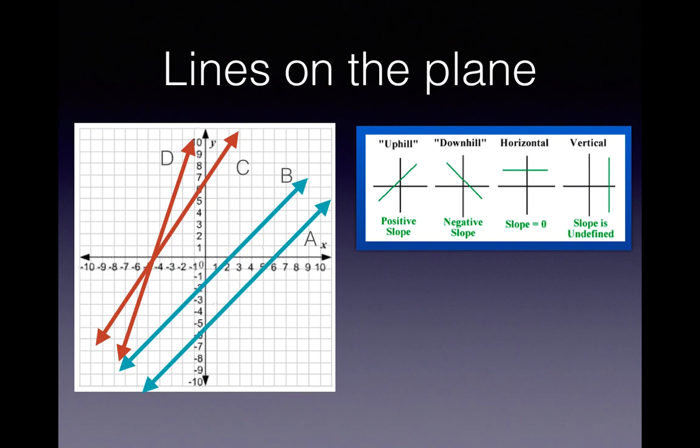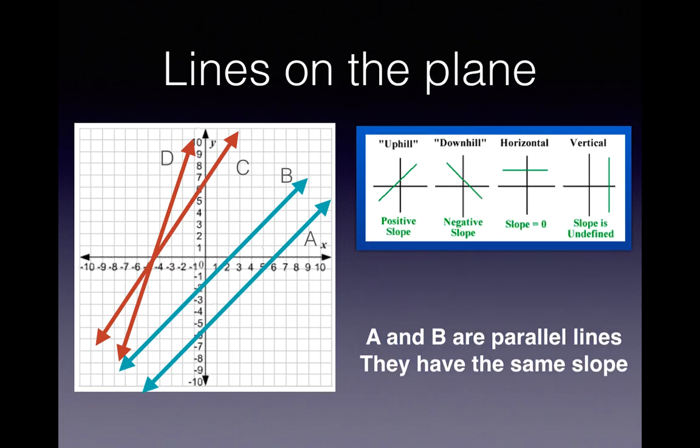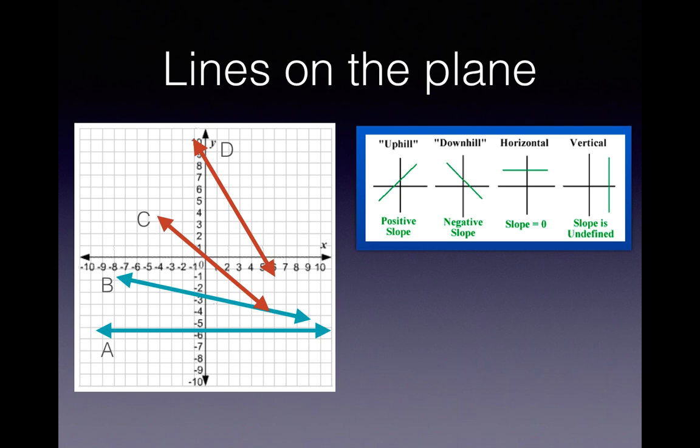Okay, if we look at these, all of these are positive slopes. And there's something specific here. A and B are parallel lines. And I'd like you to remember that parallel lines have the same slope. Okay, next set. All of these are downhill slopes, with the exception of A. A is actually horizontal, so A has got a slope of 0. B, C, and D are all negative slopes. So I'd like you to remember that a horizontal line has a slope of 0.